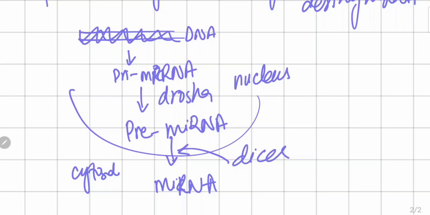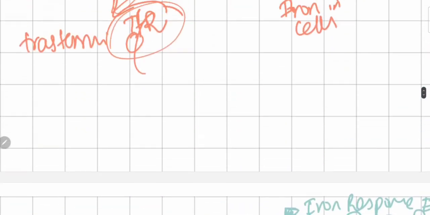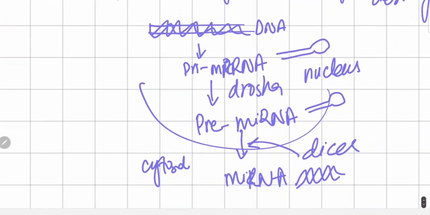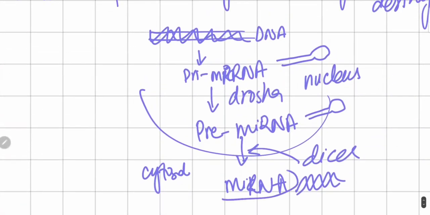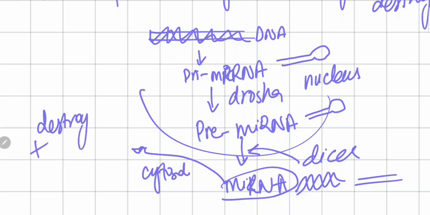Now this microRNA is double-stranded, and that is important. The primary microRNA is like a loop structure, and pre-microRNA is also like a loop structure. But the microRNA is a double-stranded structure, not a loop structure. And now this microRNA is our main guy. It is going to go on and destroy target mRNA.